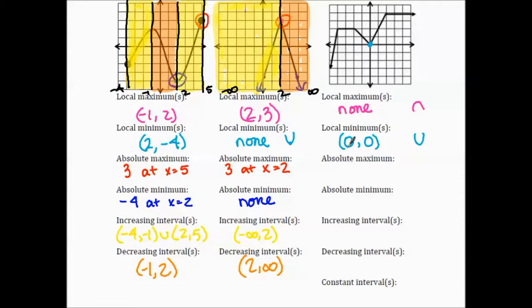Our absolute maximum, the highest place on the graph, is actually here. And that graph is at 4. And that's all points where x is greater than or equal to 2. Our absolute minimum, since the left side of the graph continues going down forever, there is none.